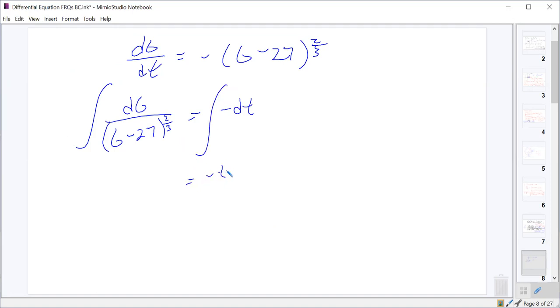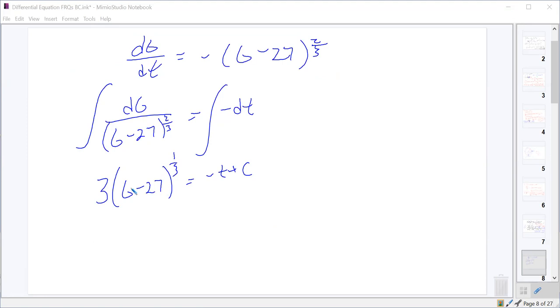On the right-hand side, we'll get negative t plus our constant. On the left-hand side, you can do the u substitution. U equals G minus 27, and du is just dG. So really, this just is u to the negative 2/3 that we're integrating, which should go up to positive 1/3, and then we'll divide by 1/3. So that should become 3 times (G minus 27) to the 1/3. Everybody good with all of that so far?